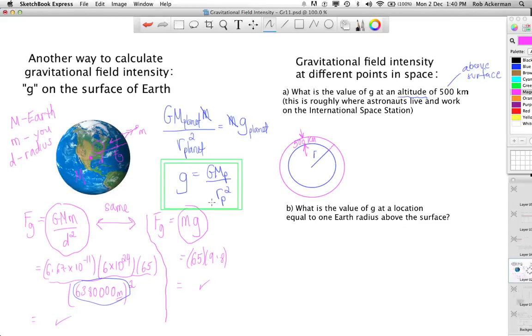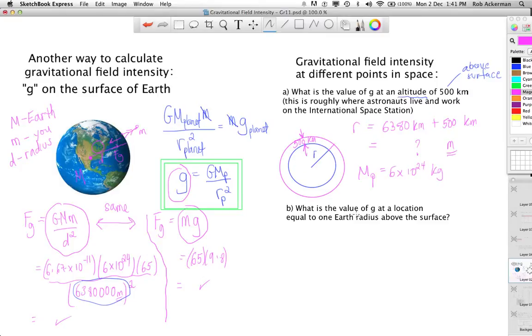Now, the R value that you're going to use is going to be R equals the 6,380 kilometers plus the 500 kilometers. So don't forget that. And also don't forget to convert that into meters. What I'd like you to do is calculate the value of g at this location. We're still above Earth, so you're still going to use the mass of the planet, being 6 times 10 to the 24 kilograms. But calculate g there.